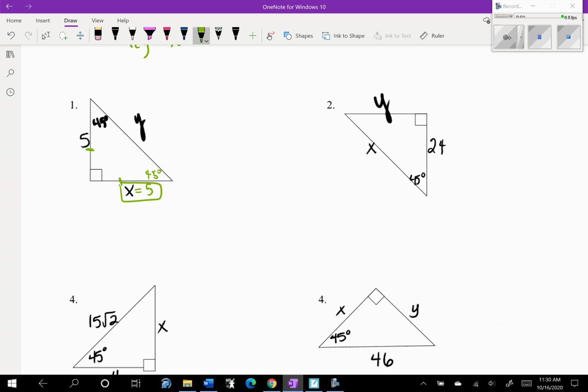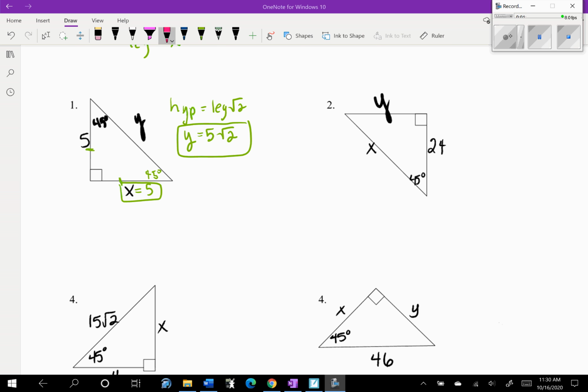And if we want to find the hypotenuse, which is y, we know the hypotenuse is equal to the leg times root 2. So in this case, the hypotenuse is the variable y, so y is equal to the leg, which is 5, times the square root of 2, and that gives us our solution for y.